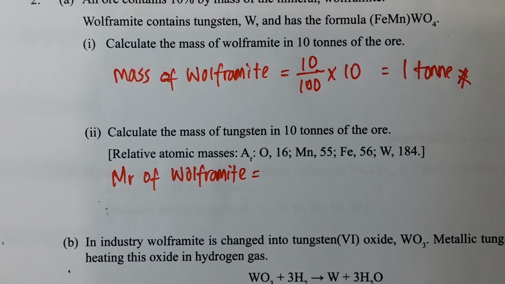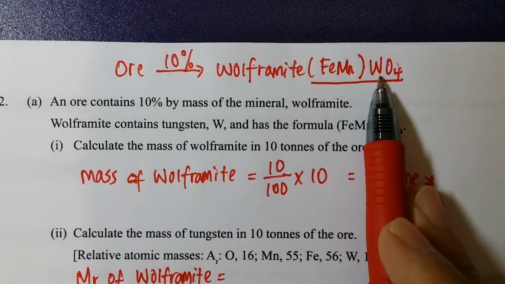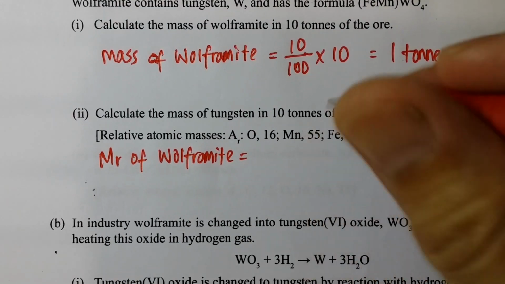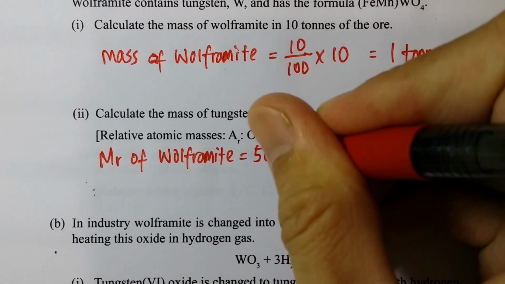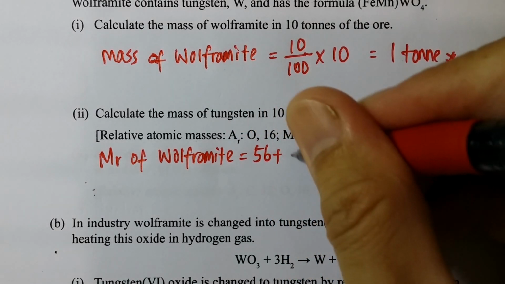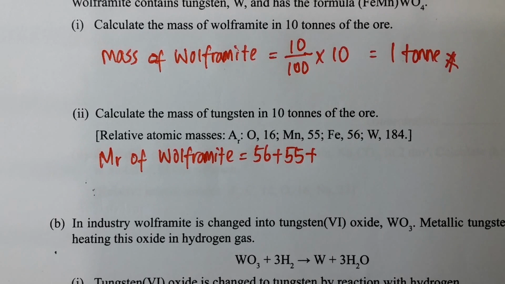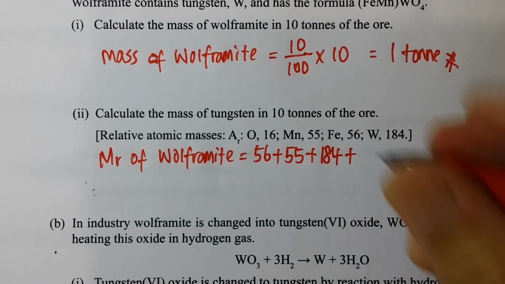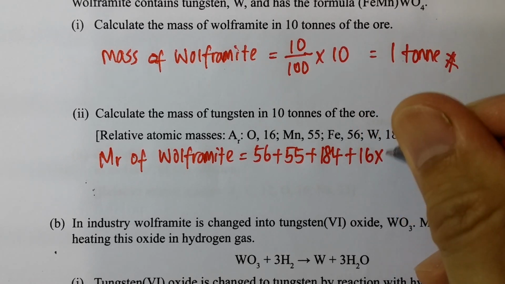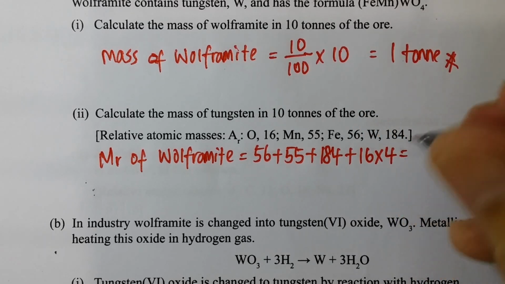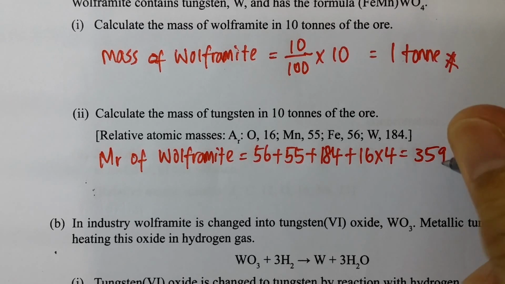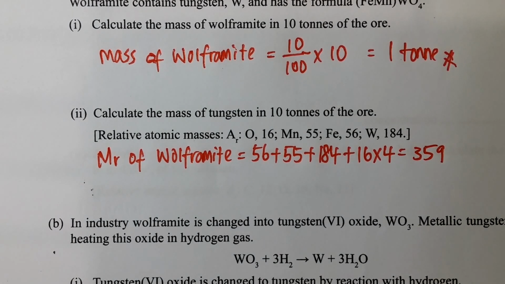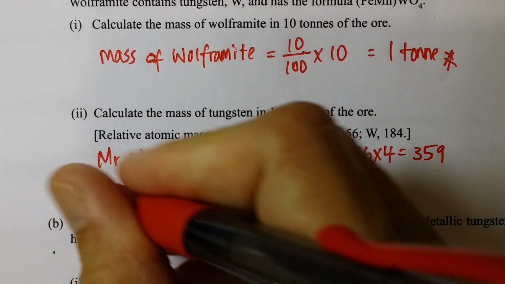So the MR of wolframite, which is FeMnWO4, and this one is Fe 56 plus Mn 55 plus W 184 plus oxygen, they are 4, so 16 times 4, and that would give you 359. And what would be the mass of tungsten?